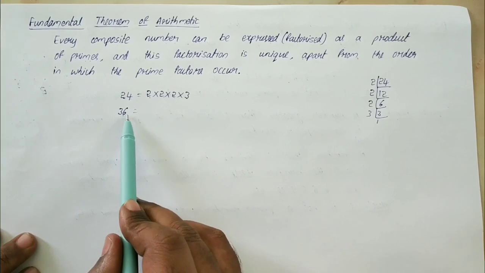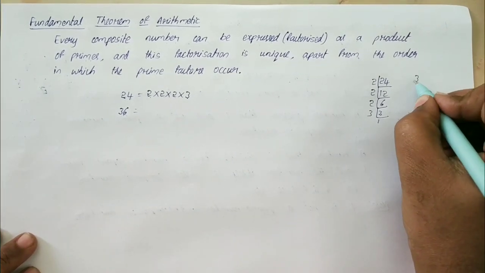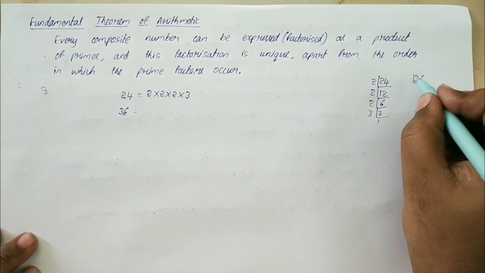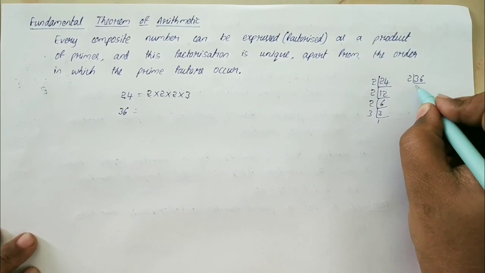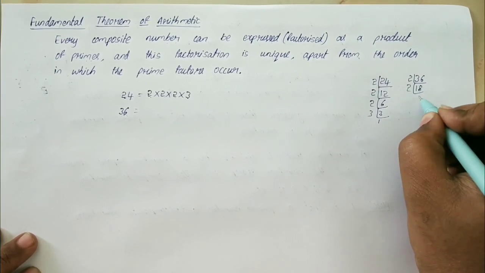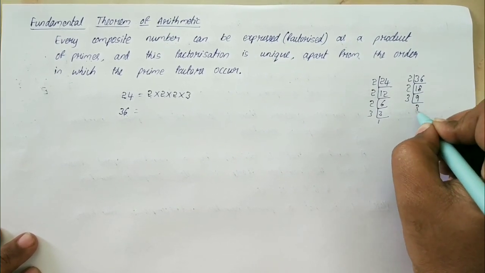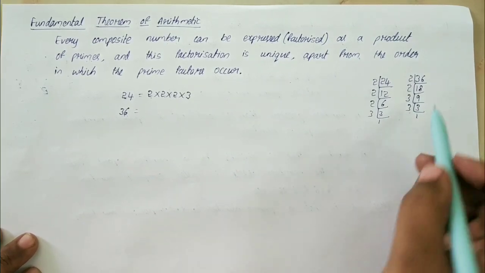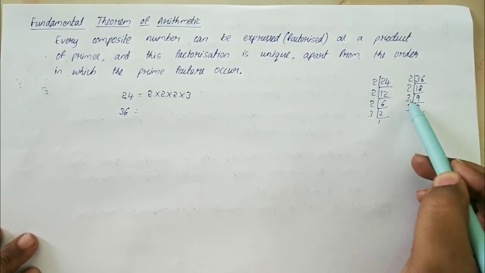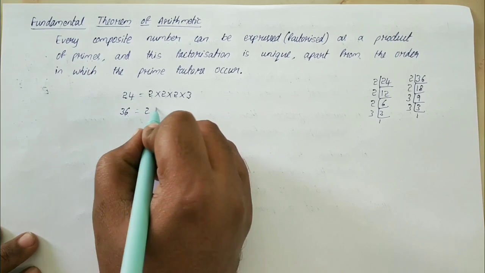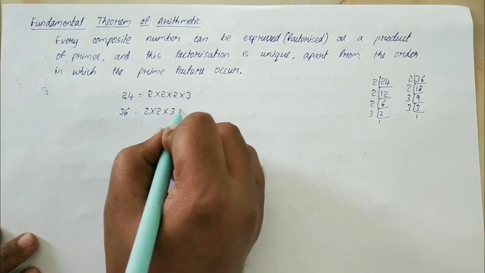Next, 36. We'll do the prime factorization for 36. 36 is divisible by 2. So 2 eighteens are 36, 2 nines are 18, 3 threes are 9, 3 ones are 3. So 36 can be written as 2 into 2 into 3 into 3.